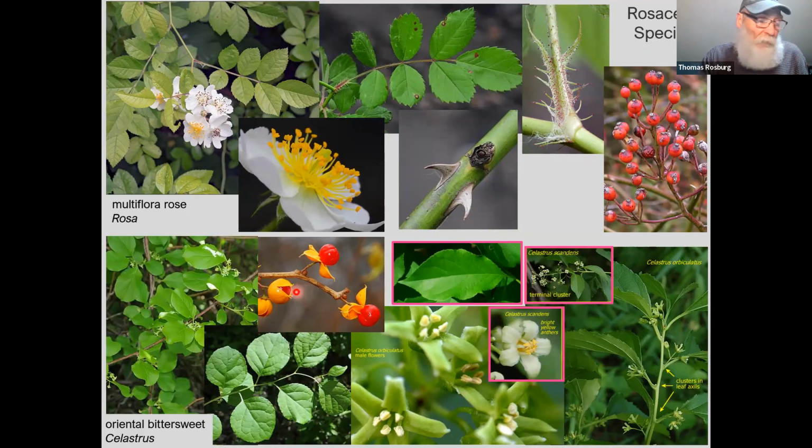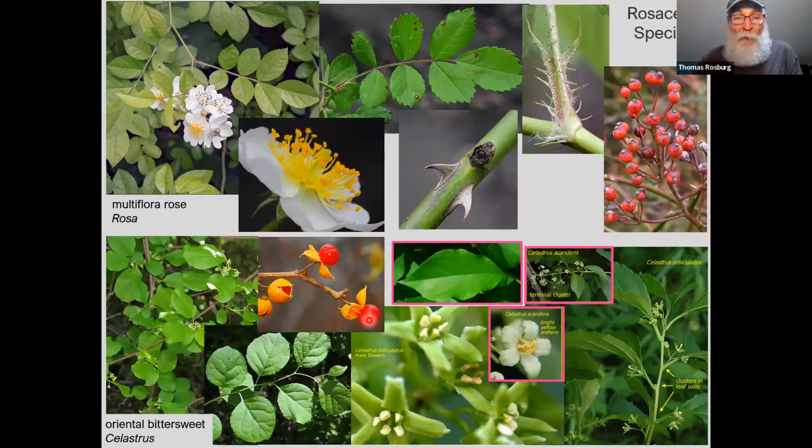Some people say there's some differences in the fruits, but I don't see that as being very consistent. They can both have fruits that are reddish in color. Some people say that the fruits over here for scandens are more orange, and these are more red. But I've seen scandens have very red fruits too, so I don't think that works very good.